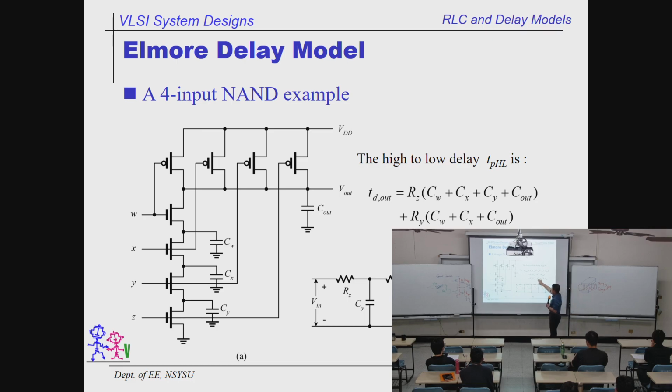So for RZ, we have to go through 1, 2, 3, 4 buckets. And RY will go through these 3 buckets. RX goes through these 2 buckets, and this is the last one. So you add them together, and that is the delay. They are all composed of RC terms with a summation, that's all. So the high-to-low delay, this is the worst-case delay in these circuits, such a big number. So the Elmore delay model is very useful in a lot of analysis.